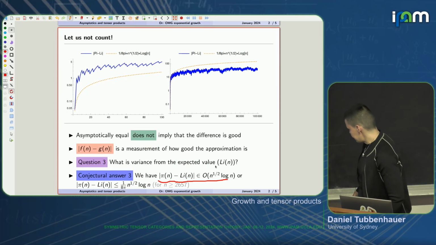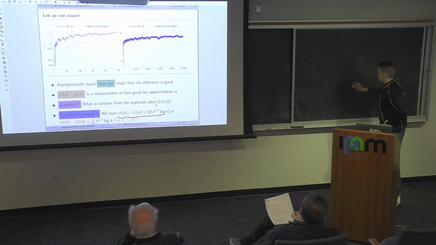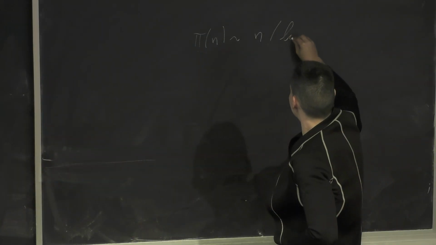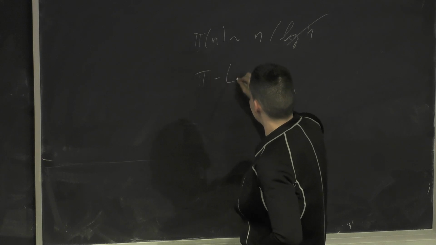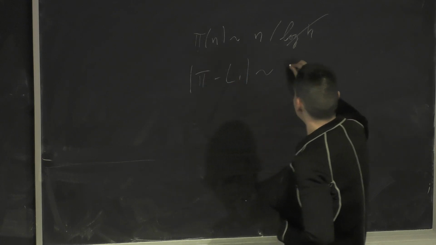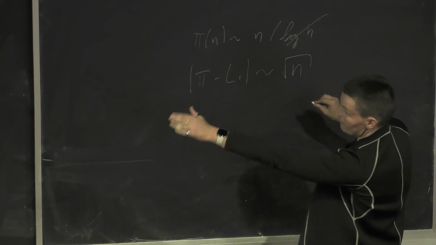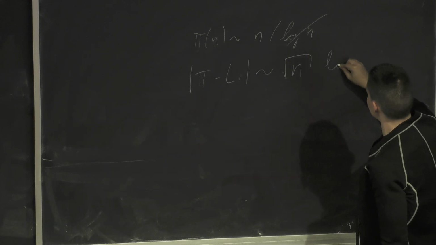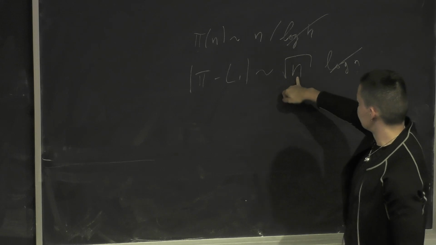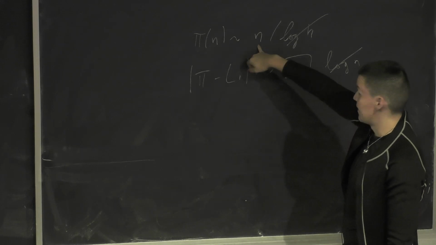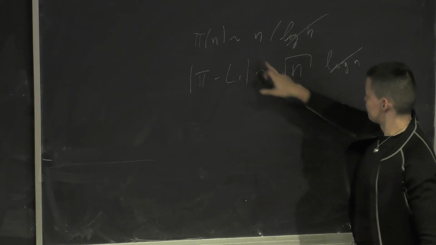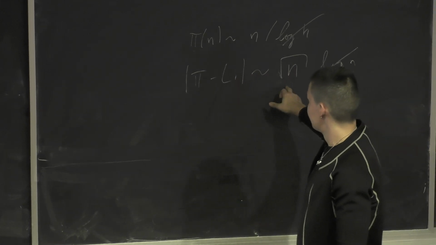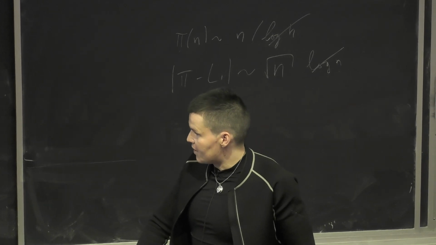Let me write that down. The value itself grows roughly like this, and of course you can ignore the log. And the variance grows roughly like square root of n, assuming the Riemann hypothesis is true, times the log n, and you can ignore this. So this still grows as square root of n, and this just grows as n. So this is really actually pretty bad if you want. The difference gets arbitrarily large.